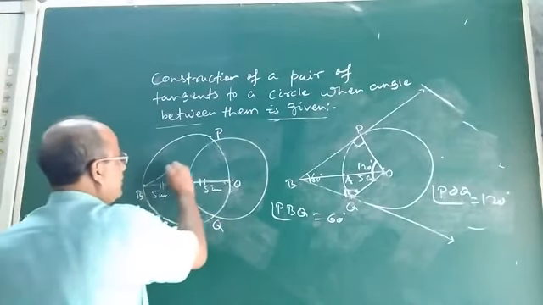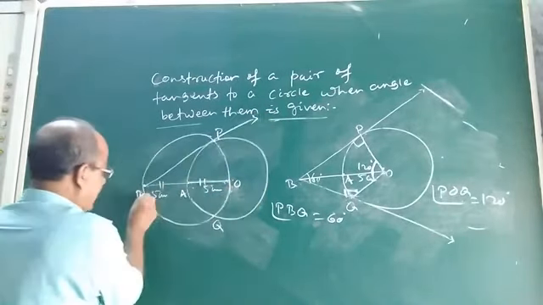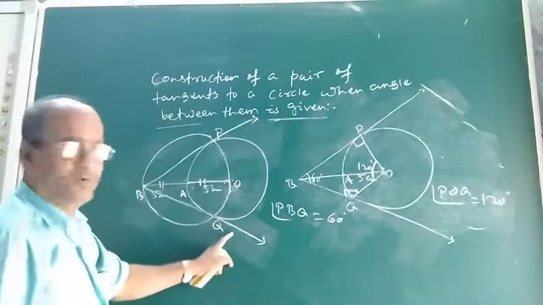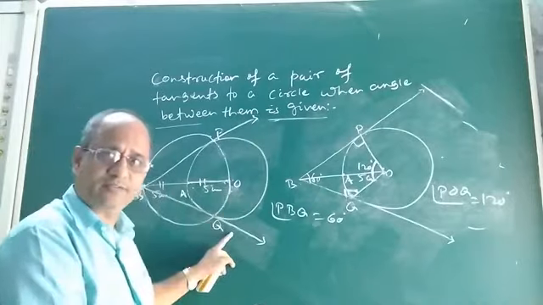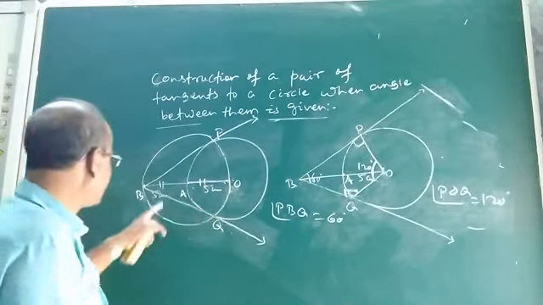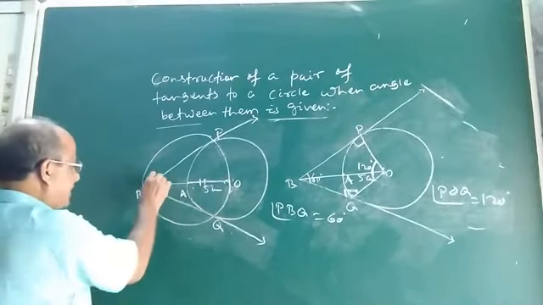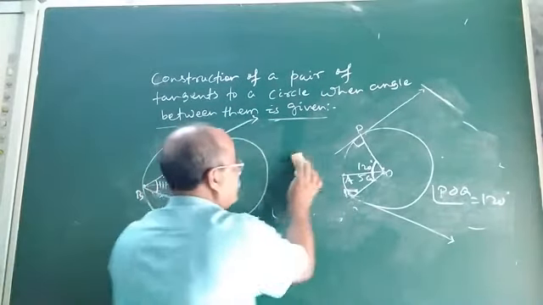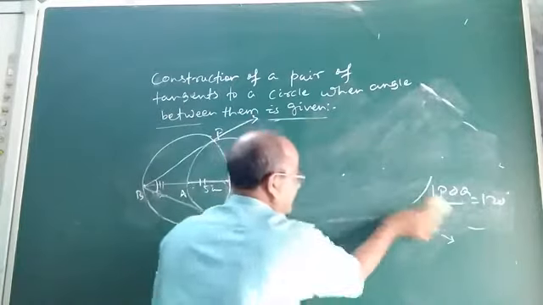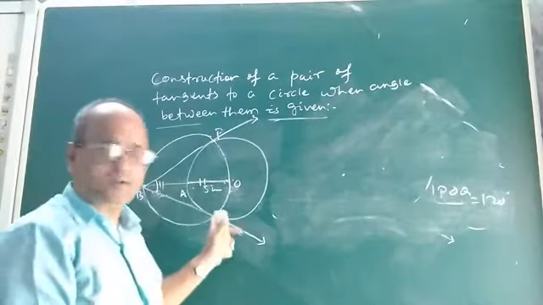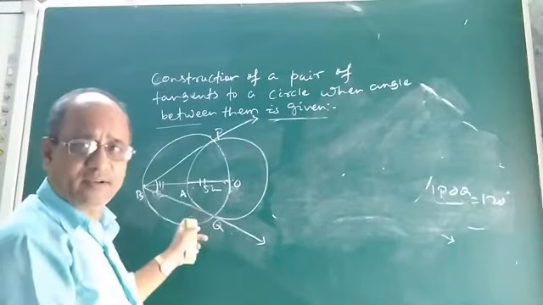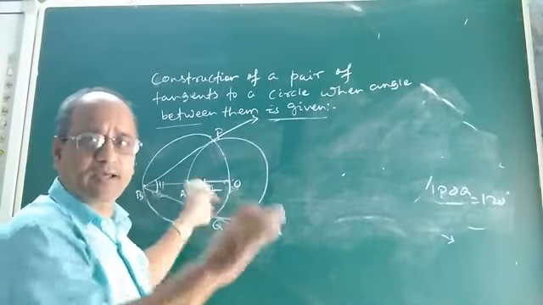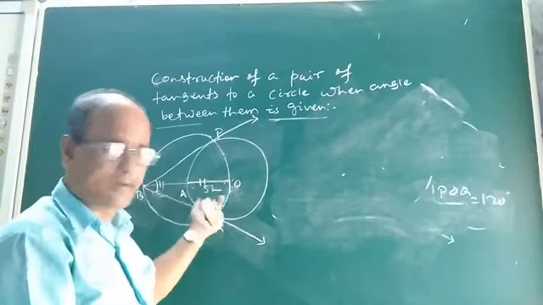Now, you join BP and you join BQ. So BP and BQ will be the two required tangents. Now you have to justify that the angle between them, that is, this angle PBQ, is 60 degrees. How to justify? Let us see. This is the second method to construct a pair of tangents to a given circle if the angle of inclination between the two tangents is given.